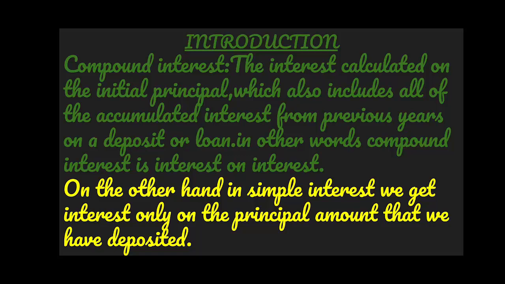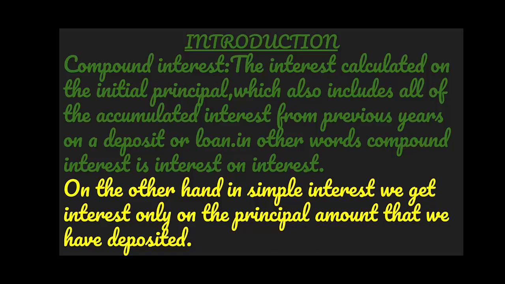Now, suppose you have deposited 4,000 for 3 years. So for each year, the interest will be different, and the principal, the amount that you have deposited, will be different for each consecutive year. That means the interest that you will get for each year will be different in the case of compound interest. But in case of simple interest, the principal will remain the same, the interest will remain the same for the consecutive years. So this is the difference between compound interest and simple interest.